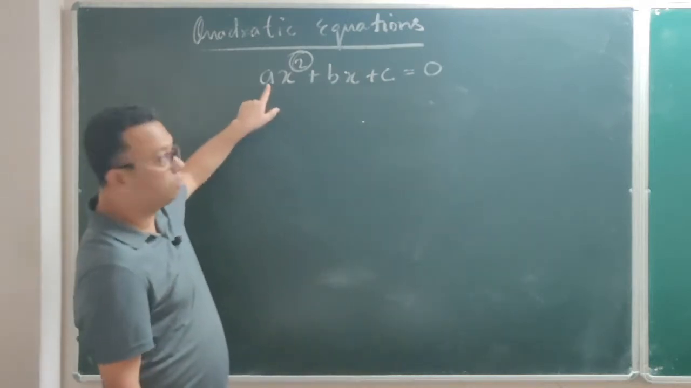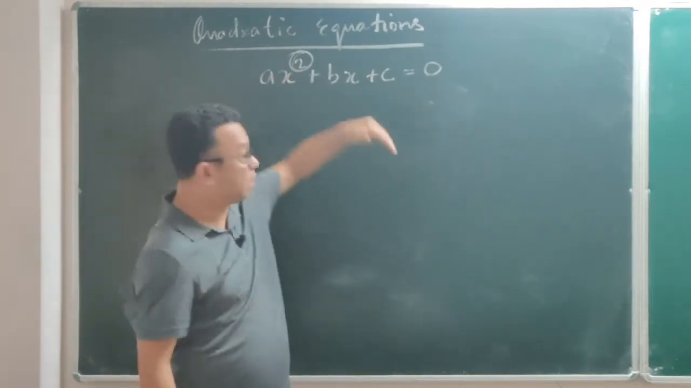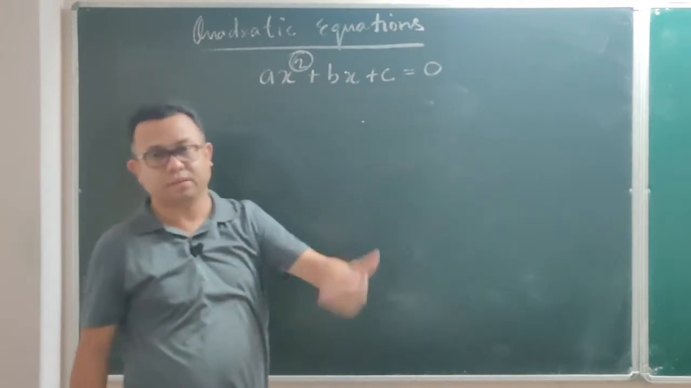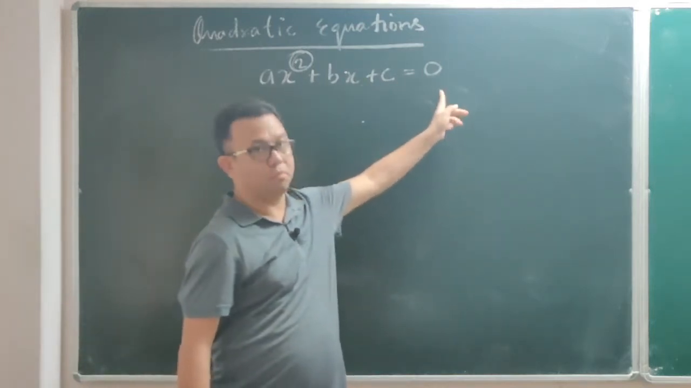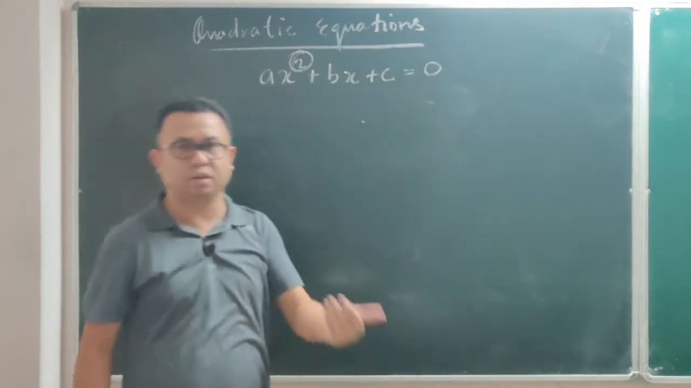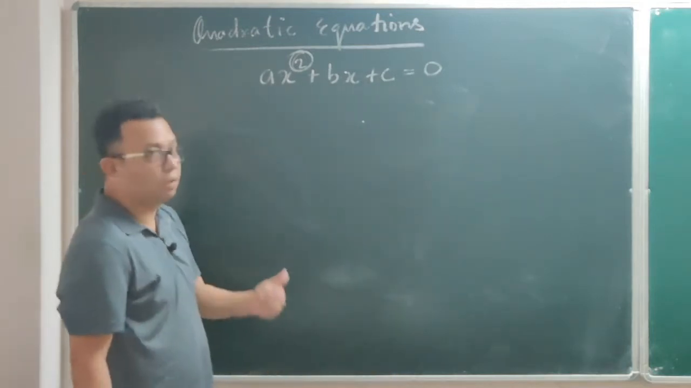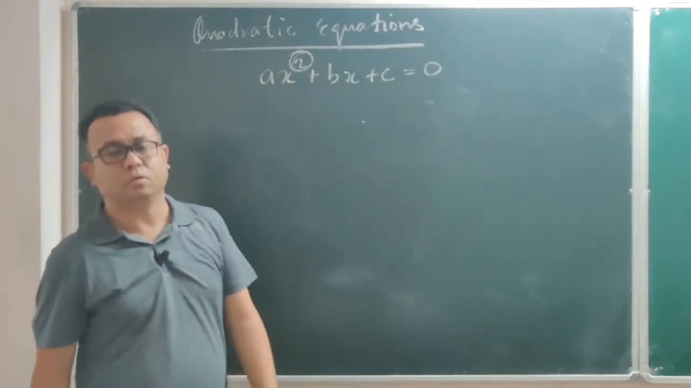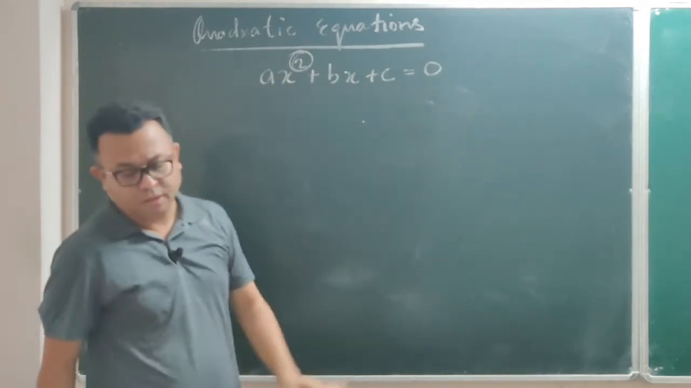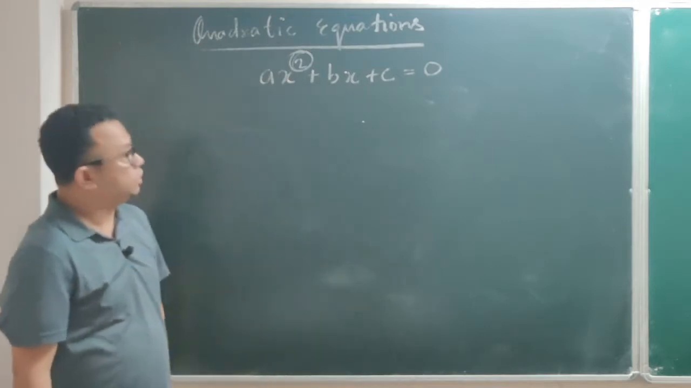It has to be in the form of ax square plus bx plus c. In case fractions are given, convert them by taking out the LCM, cross multiplying, but ultimately convert into this form. Then only you can solve it, whether by factorization or by using the formula. You can solve it only if you can convert that quadratic equation into this form. Alright, without wasting time, let's go to the exercise.